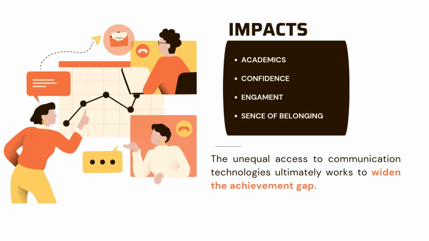The impact of unequal access to communication technologies is significant. Students who face this barrier are less able to participate in group projects, submit assignments on time, or even access immediate teacher feedback, such as my own feedback, which is frequently provided first on Google Classroom before students receive it in person. Over time, these barriers don't just affect academic performance, but they also damage a student's self-confidence, engagement, and sense of belonging.